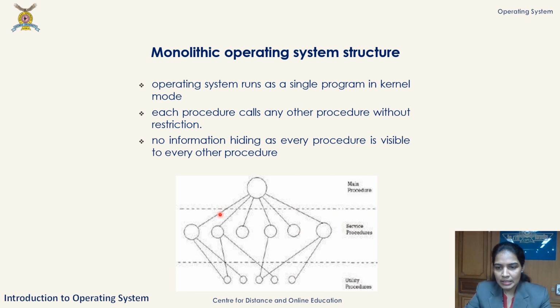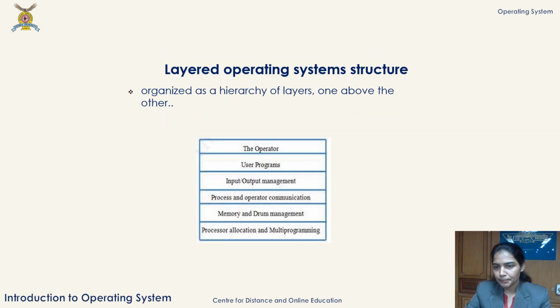So here you can see these three parts: main procedure, then we have service procedure and then we have a utility procedure. But here each procedure can call any other procedure without any restriction. There is no information hiding. There are no rules for the operating system. This is about monolithic OS structure.